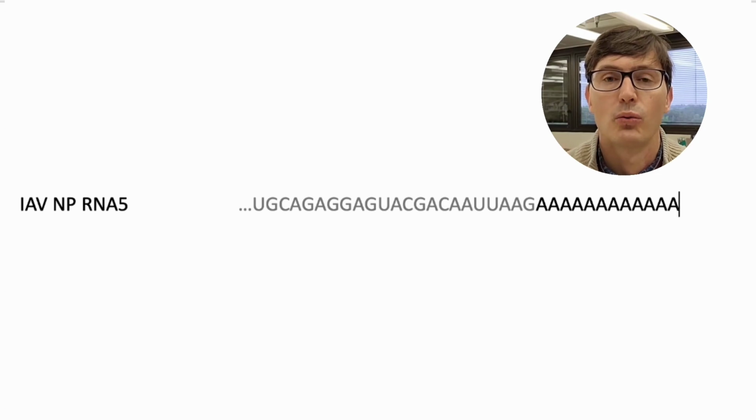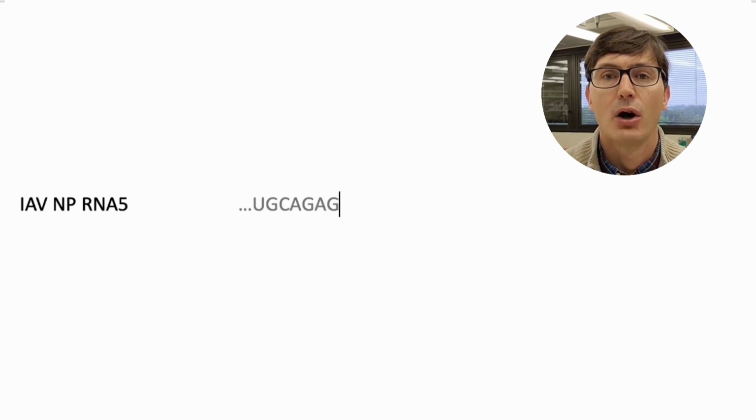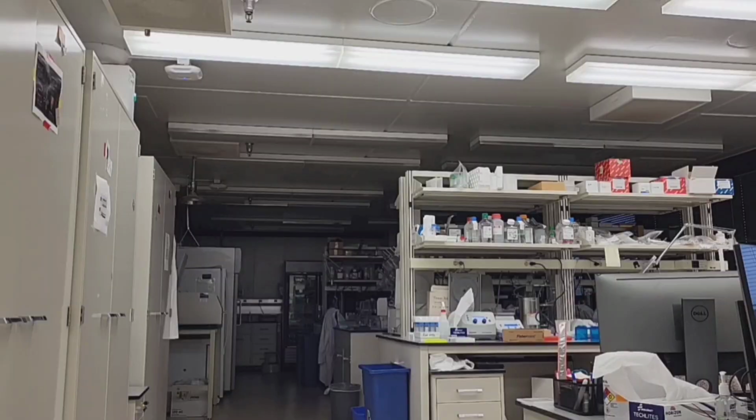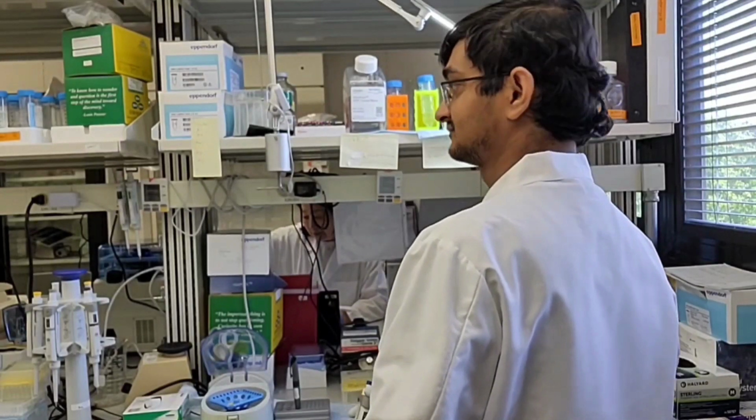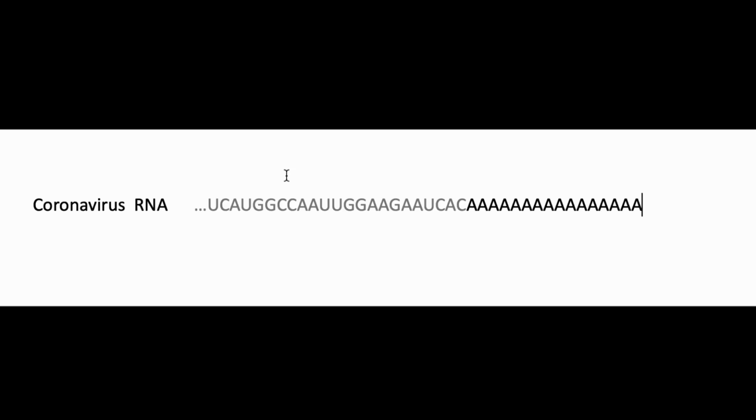In collaboration, we found that TUT4 and TUT7 uridylate the mRNA but not the genomic RNA of the influenza virus, leading to a delay in viral replication. So we decided to investigate whether the same was happening with coronaviruses, and that is how this project began.